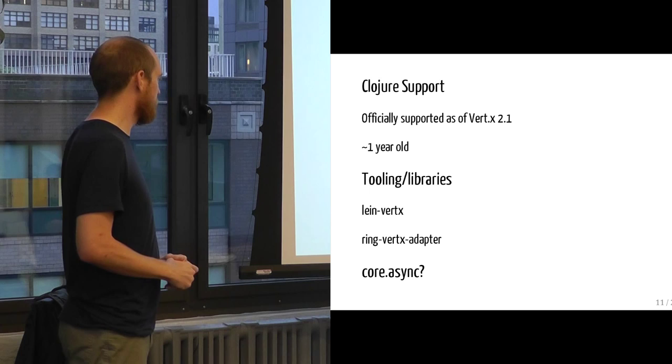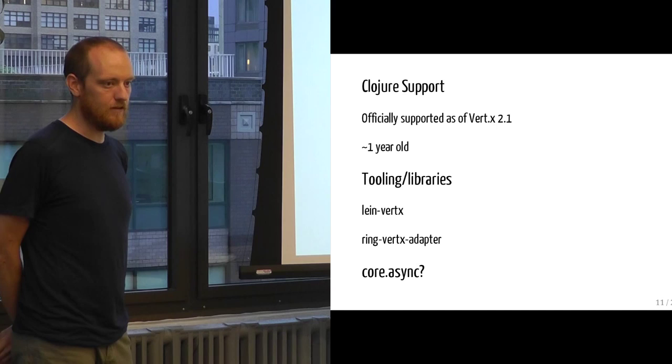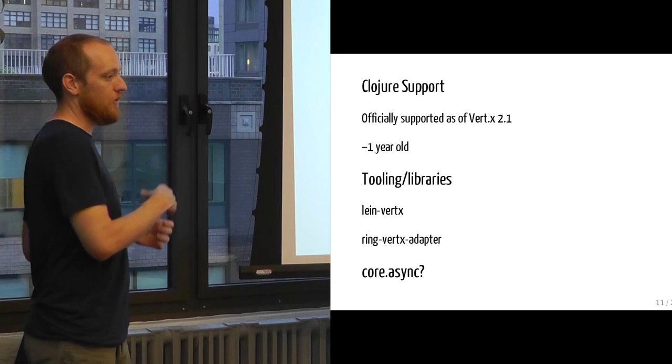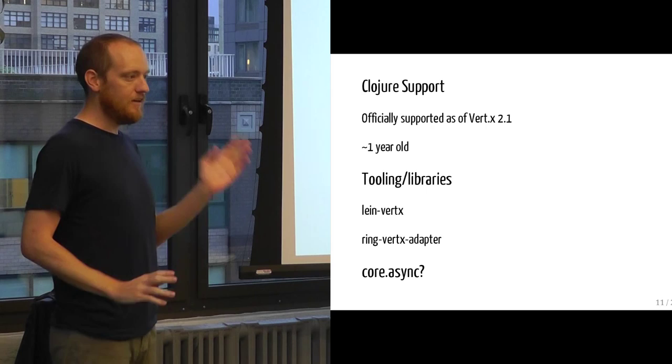And then there's also a Ring Vert.x adapter, which lets you essentially wrap the Vert.x HTTP server in Ring, and then you can go from there and use Compojure and do all of your normal middleware and whatever you like to do in the Clojure web stack is available to you.